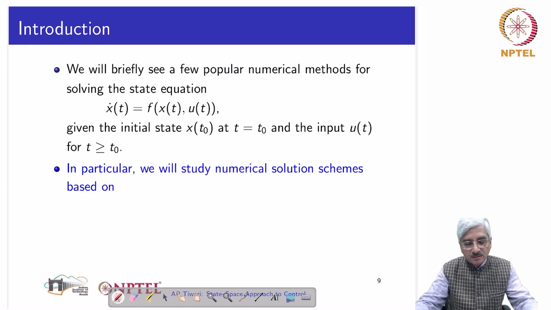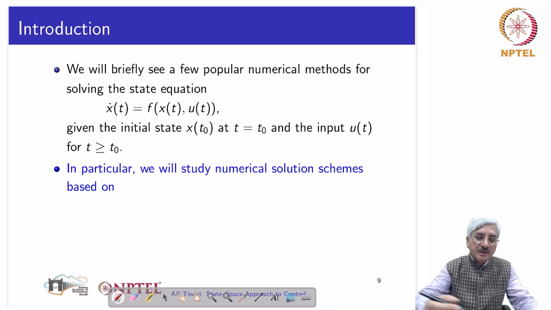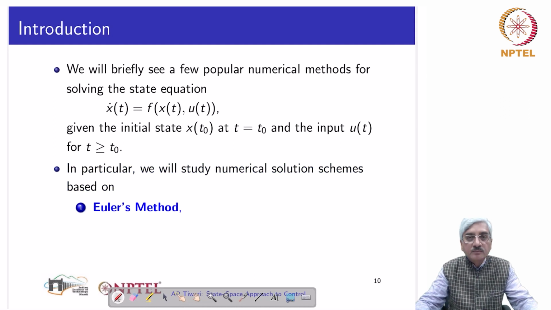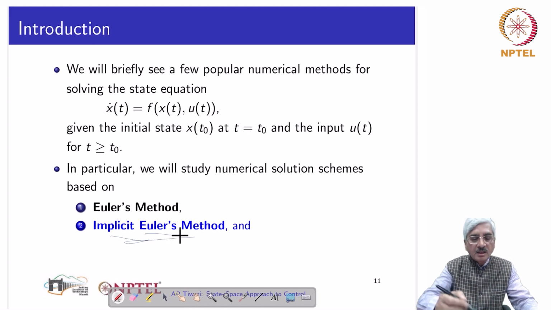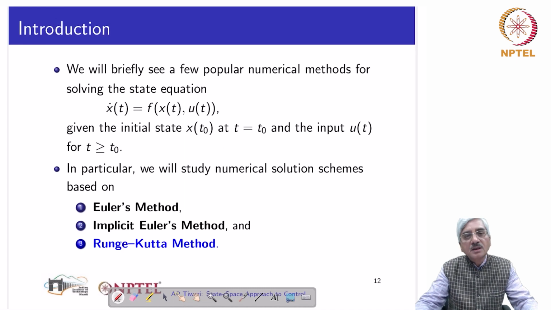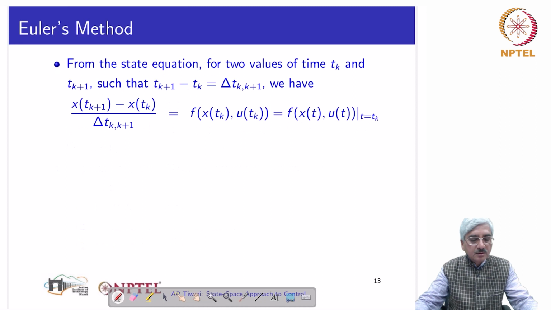Now in mathematical literature these are known as initial value problems, and quite a few numerical methods of solution are available. From those we will study three of the methods. One is Euler's method or Euler's explicit method, the other is Euler's implicit method, and we will also see the Runge-Kutta method. So we first see Euler's method.